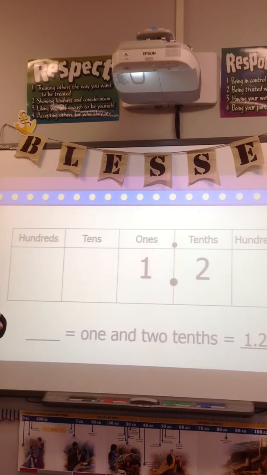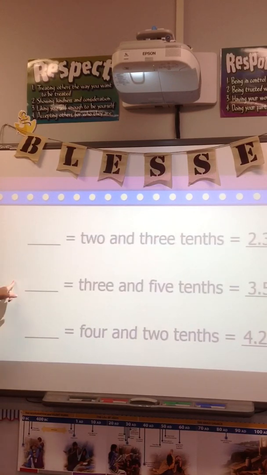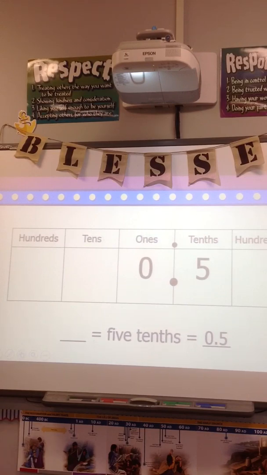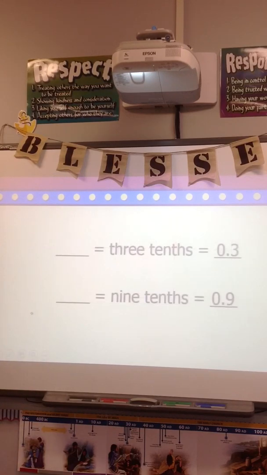All right, let's look at the fractions here. So 1 and 2 tenths as a fraction looks like this, 1 and 2 out of 10. As a decimal looks like this, 1.2, or 1 and 2 tenths, either way. Okay, 2 and 3 tenths. 3 and 5 tenths, which is 3 and a half. 4 and 2 tenths, 4 and 2 out of 10. Okay, 5 tenths is just 5 out of 10, or 1 half. 3 tenths is 3 out of 10. 9 tenths is 9 out of 10.